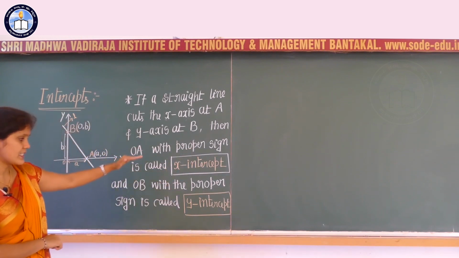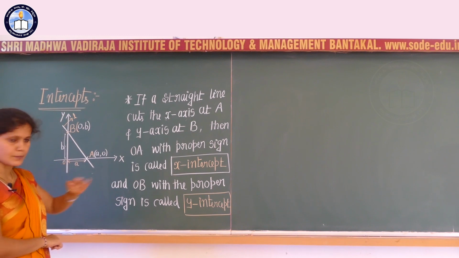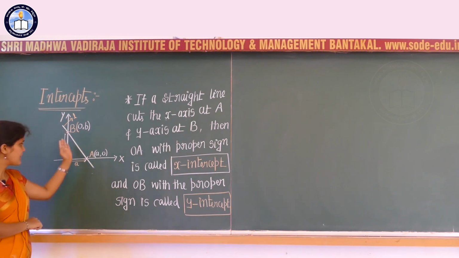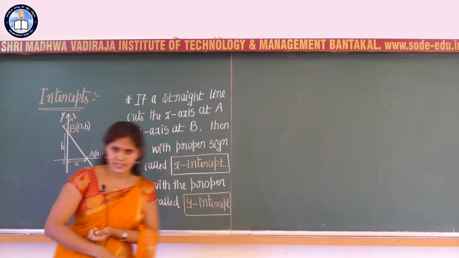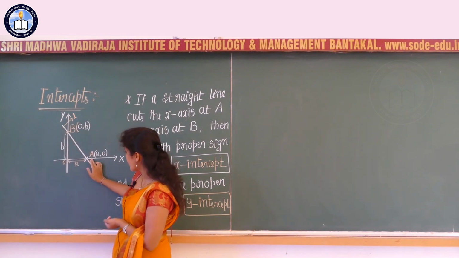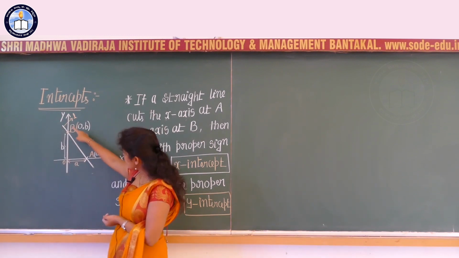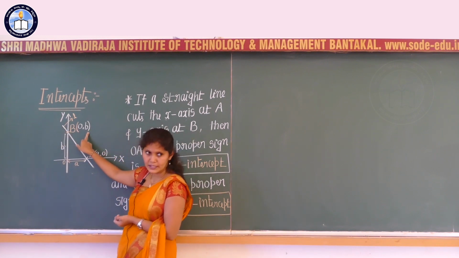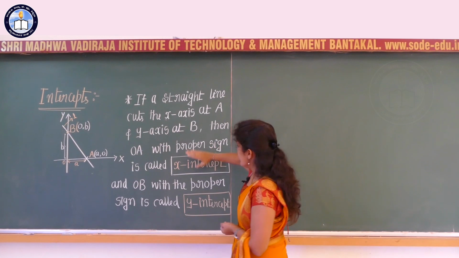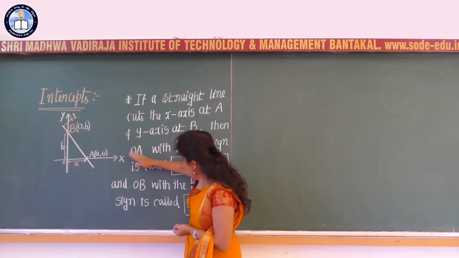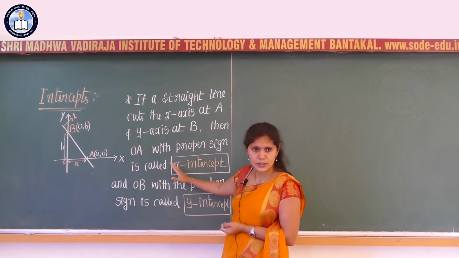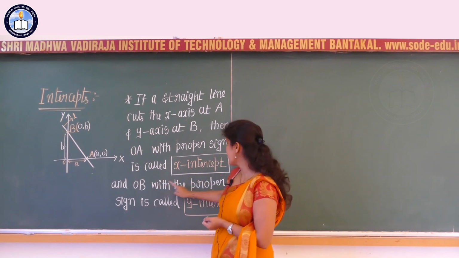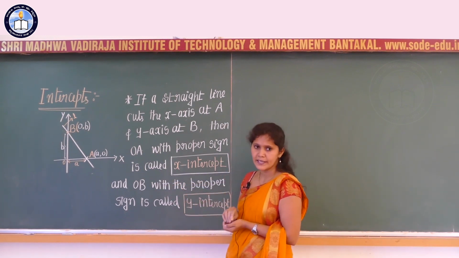What is meant by x-intercept? What is meant by y-intercept? Very simple definition. If a straight line cuts the x-axis at one point with the coordinates a, 0, and if that line cuts the y-axis with the coordinates 0, b, then OA with the proper sign is called x-intercept, and OB with the proper sign is called y-intercept.